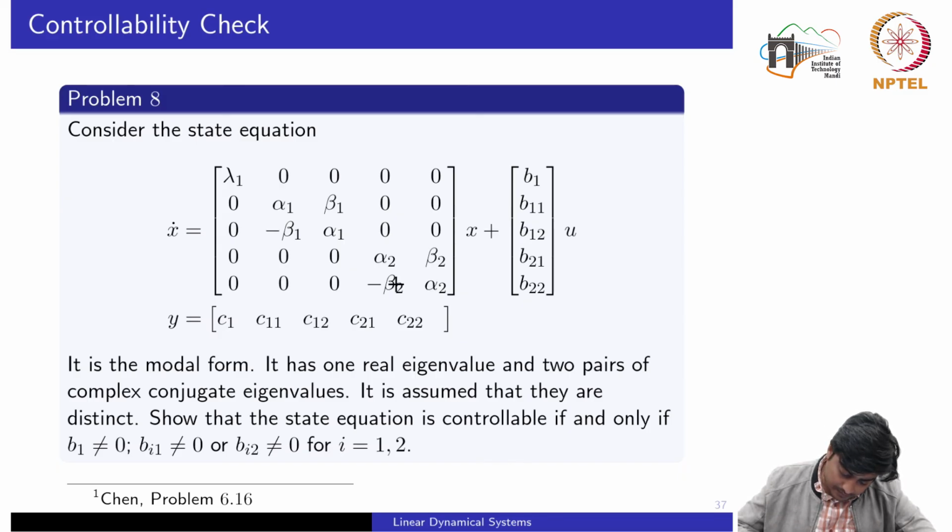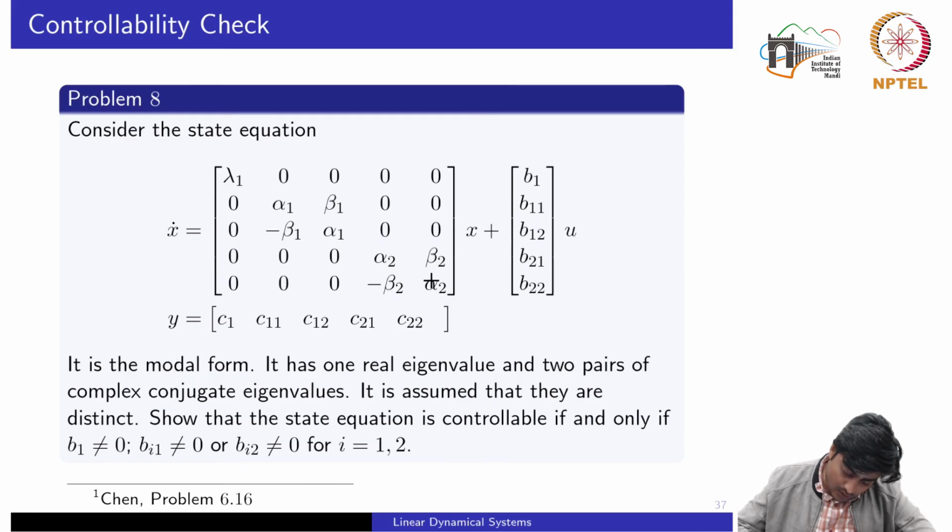Now this test is in terms of the Jordan form. Let's say for a given A matrix, if we compute its Jordan canonical form, then by seeing only the distribution of the B matrix, we can directly comment on the controllability of that state space system. Okay, so pay attention here.